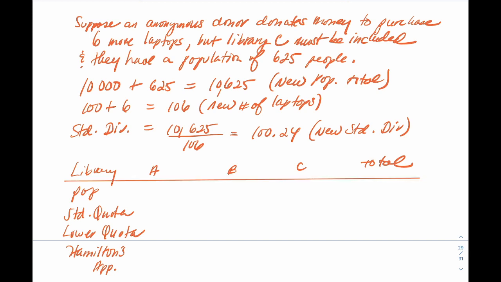So the population of library A is 2145. B is 7855, and I'm just getting that from the table above. Now we have to include C, which we said is 625, and our total is 10,625. And we know our standard divisor is 100.24, so we're going to divide the population by the standard divisor, and you would get these numbers.